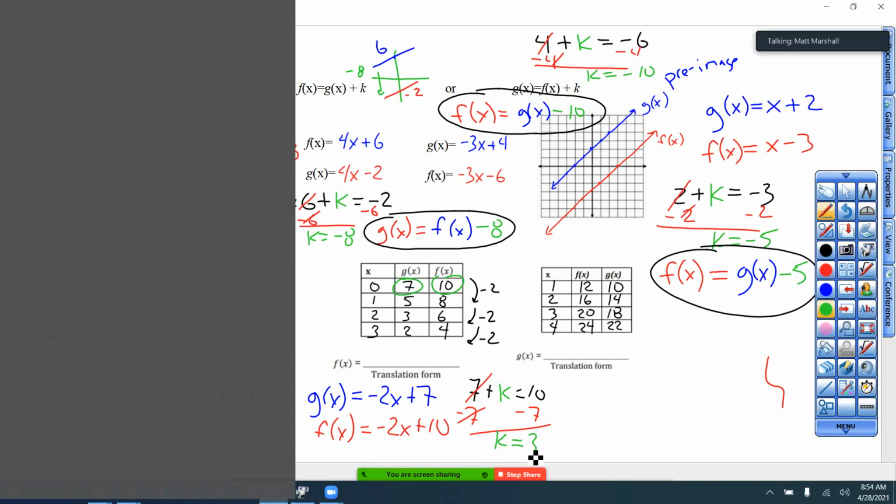And then again, sports fans, don't stop right there. That's not what I want. I want the transformation equation. So I want you to see that. If I'm starting, ooh, you know what? I didn't label this one good. Oh, yeah, I did. If I'm starting with f of x, I'm getting that from g of x being added by 3. Question?